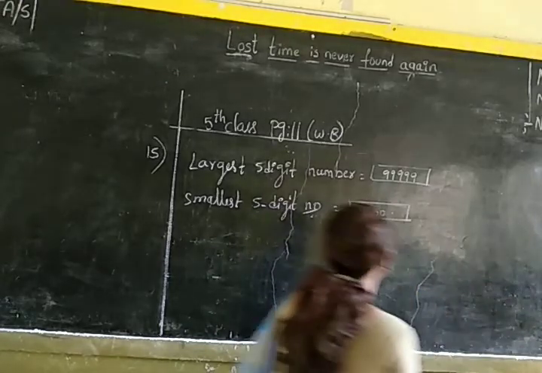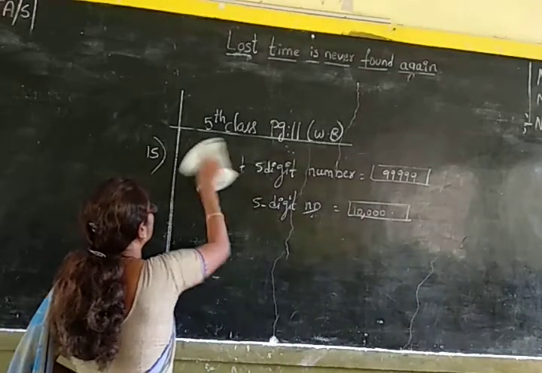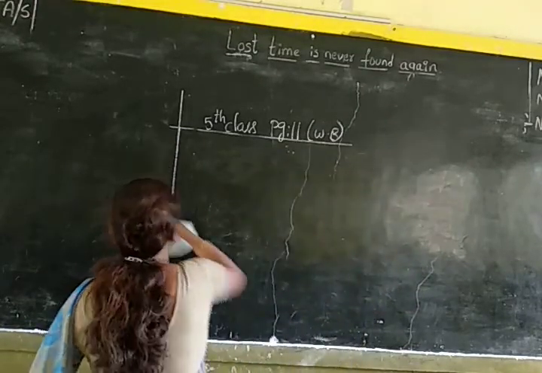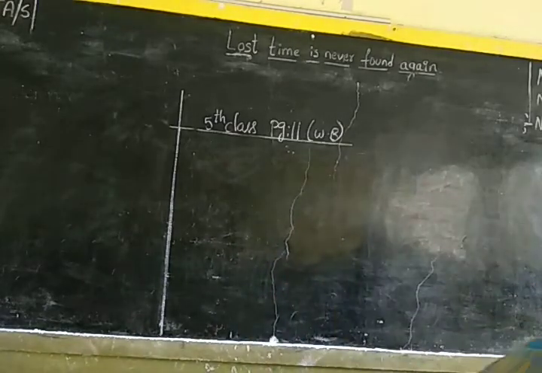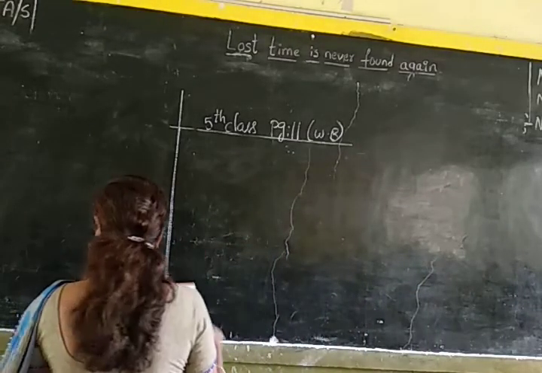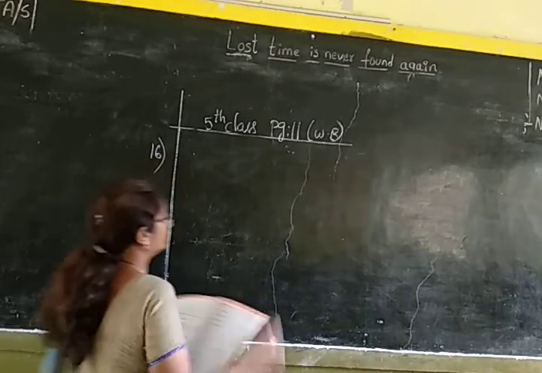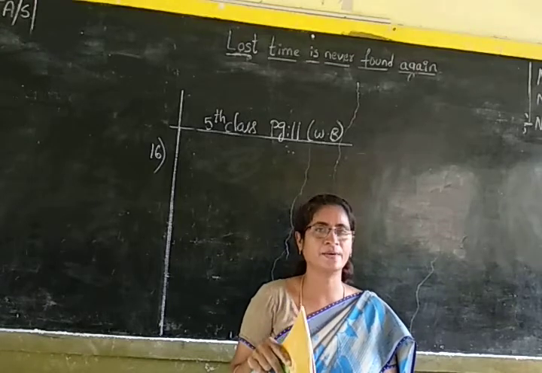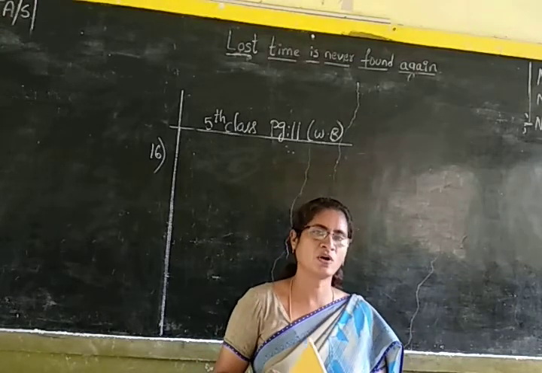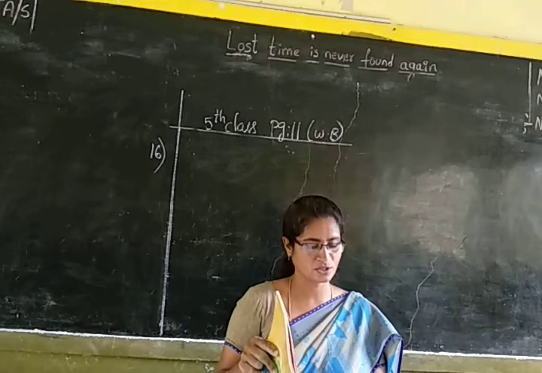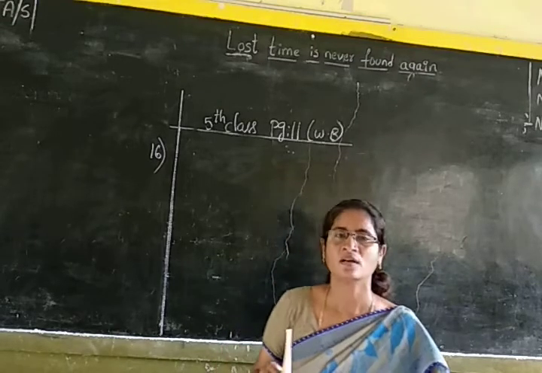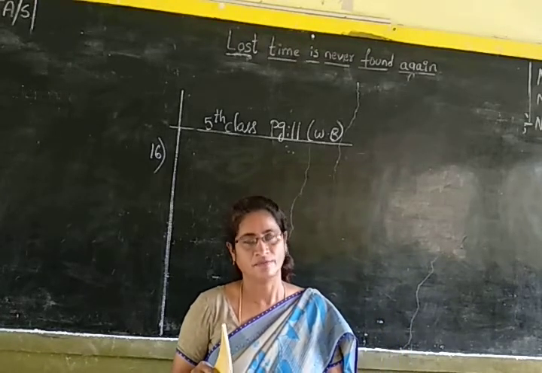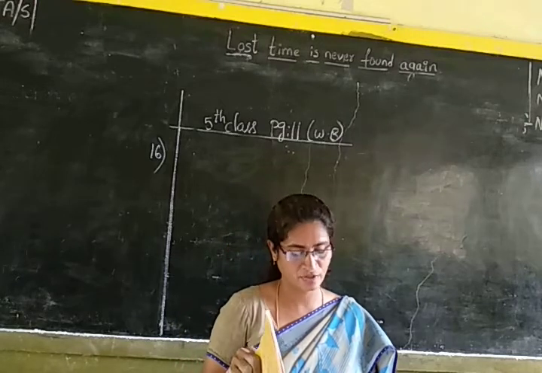Okay, now let us do the 16th sum. Manju buys 15 identical toys and pays 500 rupees. Identical toys means what? Same kind of toys. So how many toys did she buy? She bought 15 identical toys. For how much? For 500 rupees.